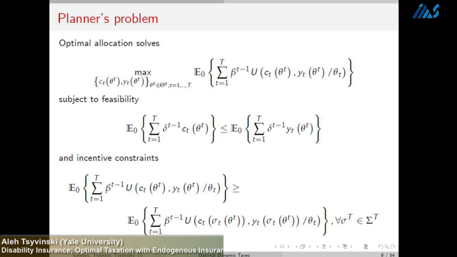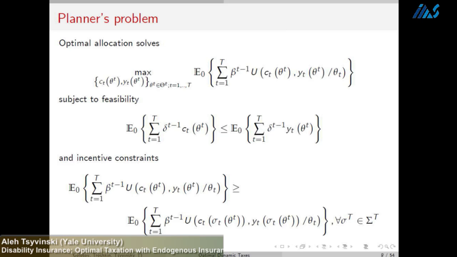All right, so let me write down the Planner's problem. On one hand, it looks complicated. On the other hand, it still fits on one slide. But I think the devil is in the details. So what does the Planner do? Well, the Planner maximizes over all consumption and effective labor allocation C and Y over the whole life of an agent. I'm just going to have a utilitarian Planner, who maximizes the expectation of the discounted utility of consumption and labor, given your skill.